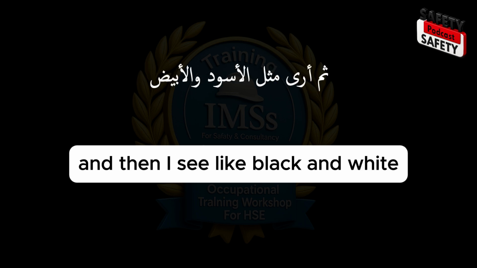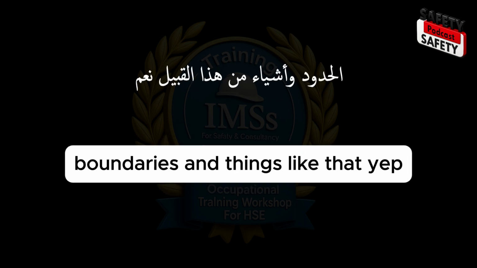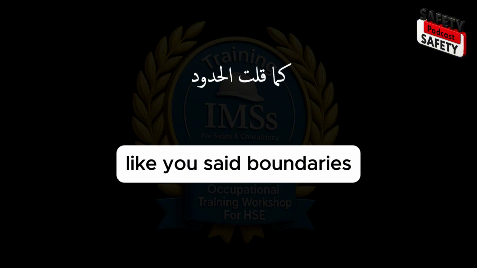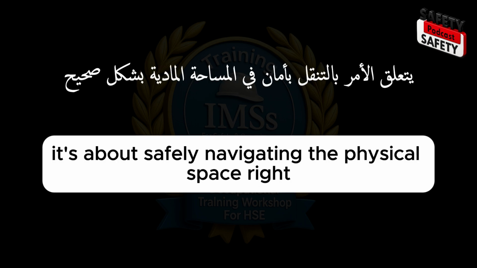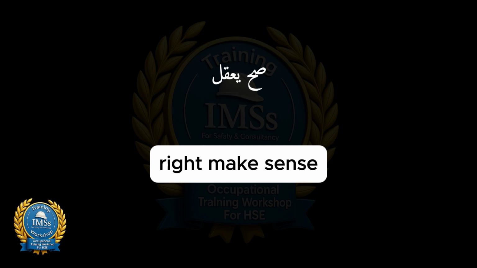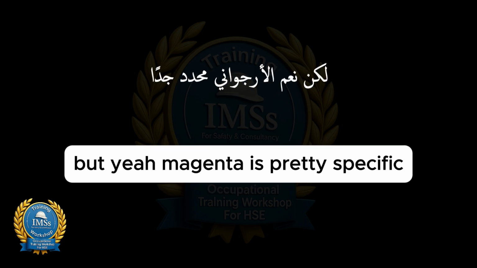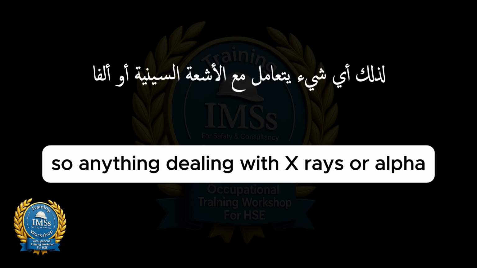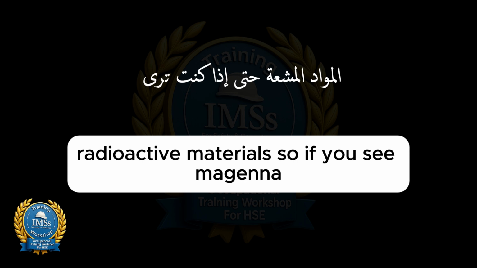Makes sense. Okay, and then I see black and white or sometimes black and yellow together for boundaries and things like that. Yep. So those combinations are often used for, like you said, boundaries, traffic lanes, maybe marking stairs, that sort of thing. It's about safely navigating the physical space. Right. Makes sense. And then there's magenta, which I don't see too often. Yeah, magenta is pretty specific. What's that about? It's for radiation warnings. So anything dealing with X-rays or alpha, beta, gamma radiation, radioactive materials. So if you see magenta, like, run.